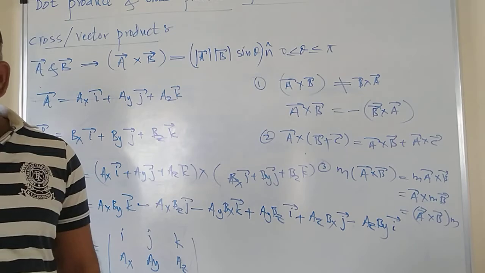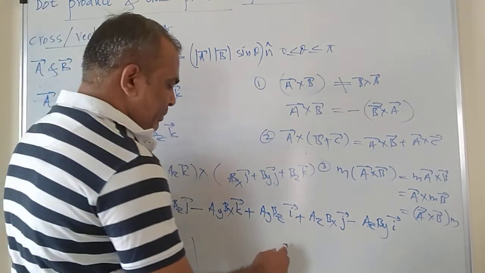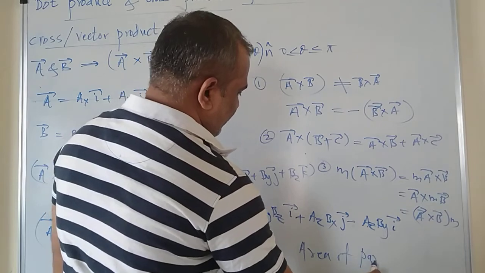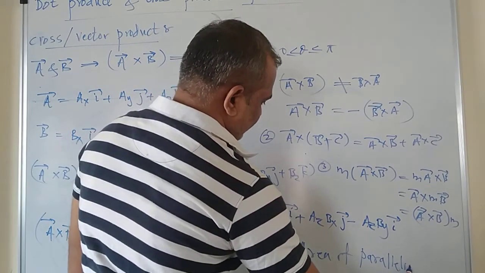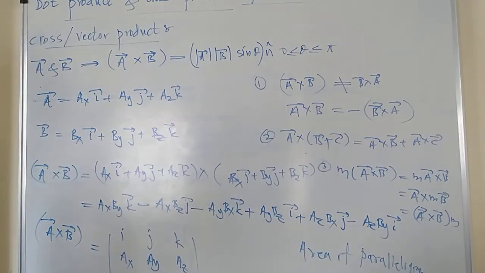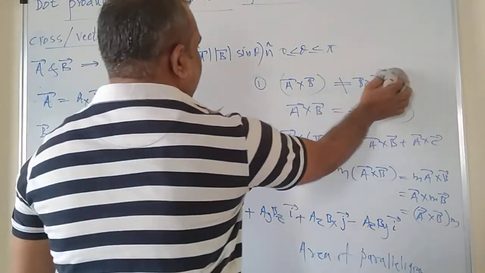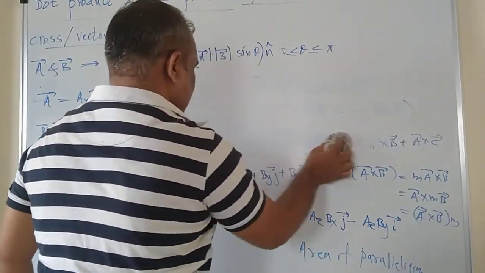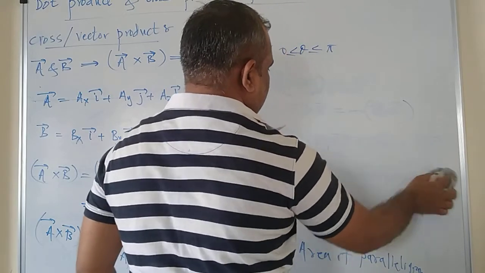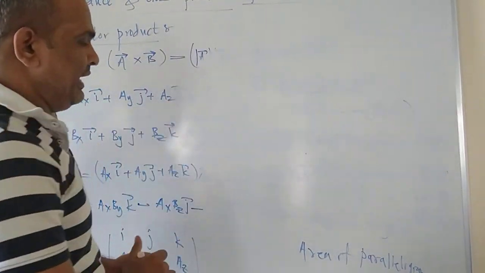And what is the physical significance of cross product? It gives you the area of a parallelogram. This is the physical significance of the cross product of two vectors. If you take the cross product, then this will give you the area of the parallelogram of two vectors. How? I will do this quickly and then examples.